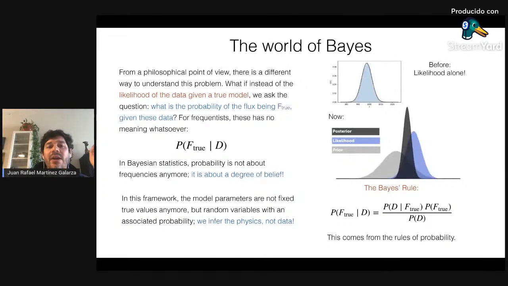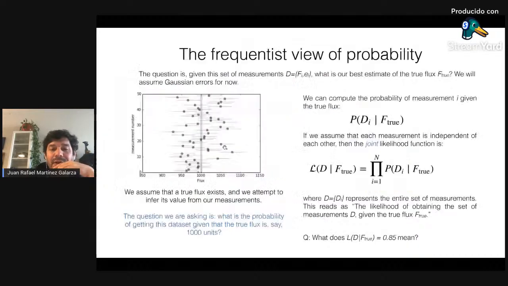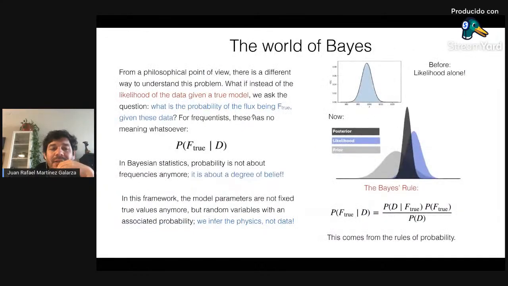A different way of looking into this is Bayesian statistics. And this is extremely important these days for a number of reasons. But I would say the most important reason is that it gives you a different philosophical framework in which you can think about probability. So instead of thinking about the probability of the data given the model, we are going to ask, okay, what is the probability of the flux having a particular value given my data?